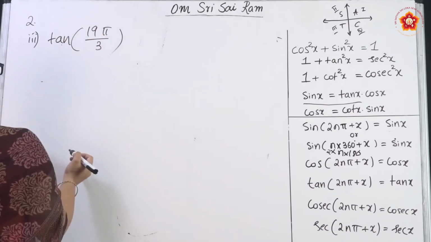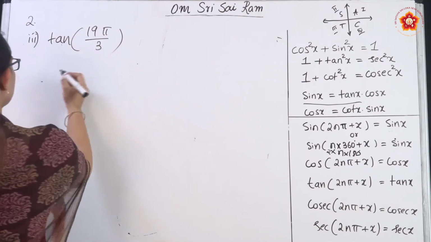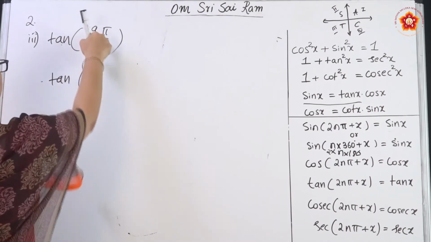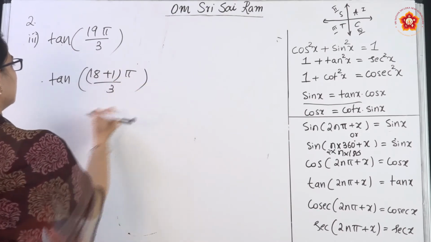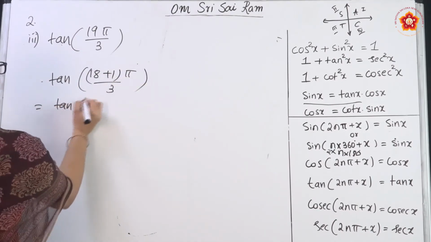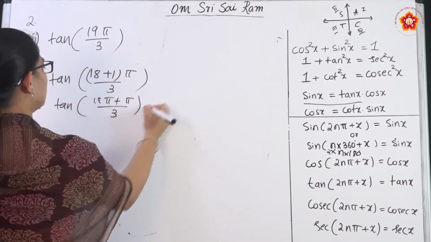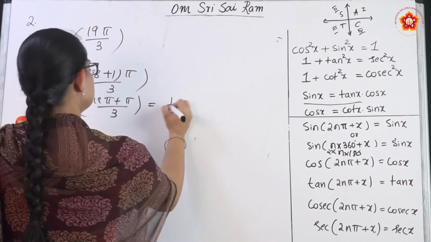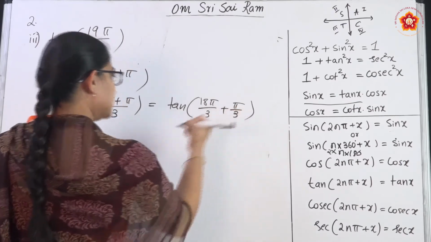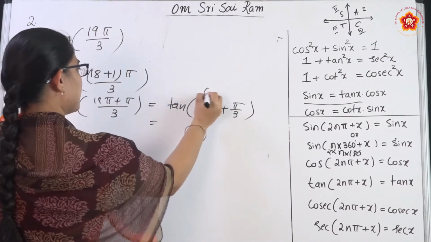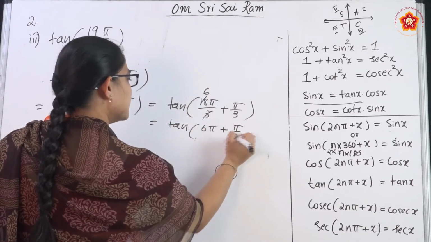So we can say 18, which is closer to 19 and is divisible by 3, right. So 19 can be written as 18 plus 1, by 3. Next, simplify it. So that is tan of 18 pi plus pi by 3, or else you can split it, that is tan of 18 pi by 3 plus pi by 3. Then what is this, tan of 6 pi plus pi by 3.